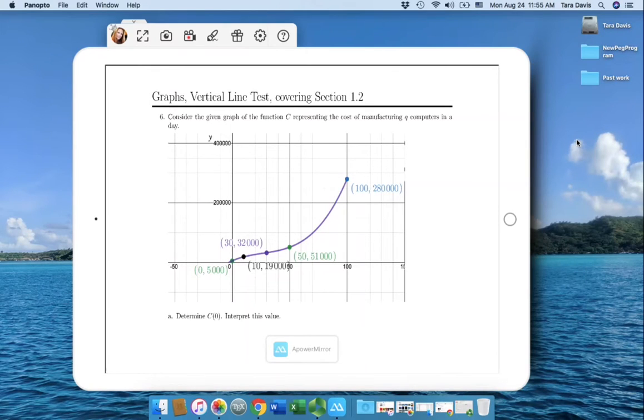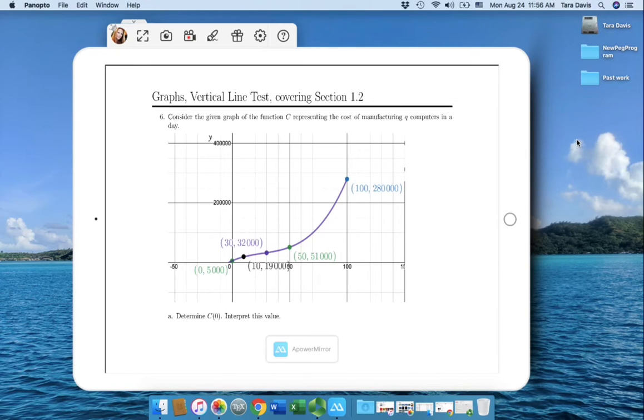And in problem 6, we're going to be a little bit more geometrical or graphical in terms of thinking about a real life application of functions. So for problem 6, we are asked to consider the given graph of the function c. So c is the name of the function instead of calling it f, but that still means that c is the y value, basically the dependent variable, where c represents the cost of manufacturing q computers in a day. So q is like the x, which is the independent variable. So I already know that q is the number of computers, and then c is the cost.